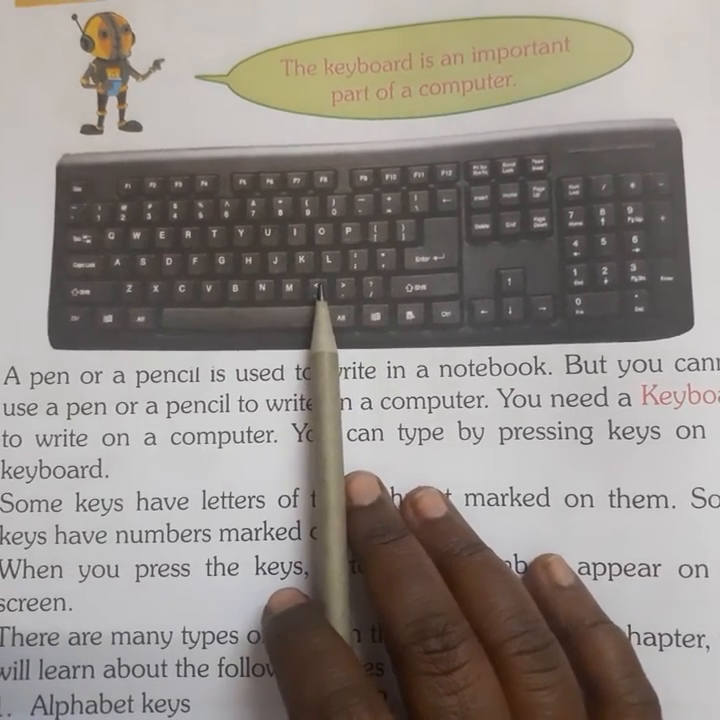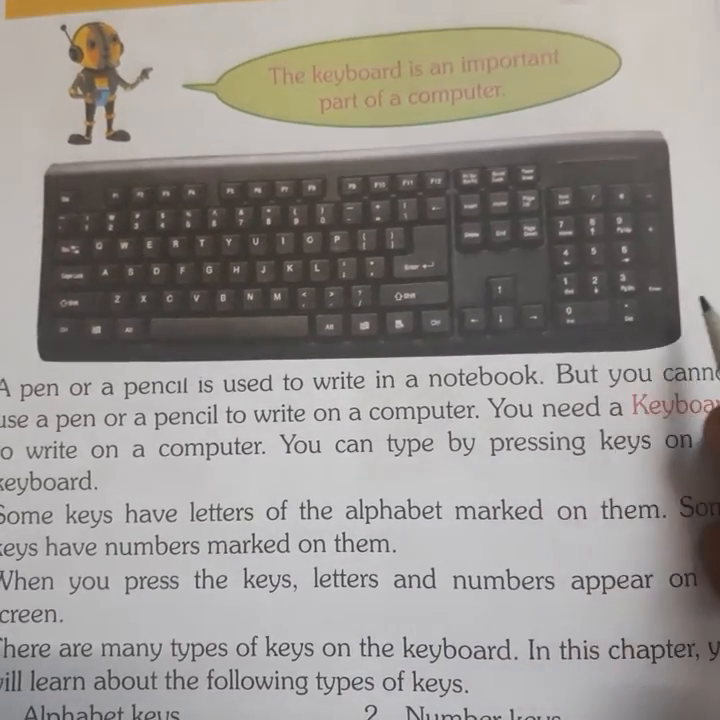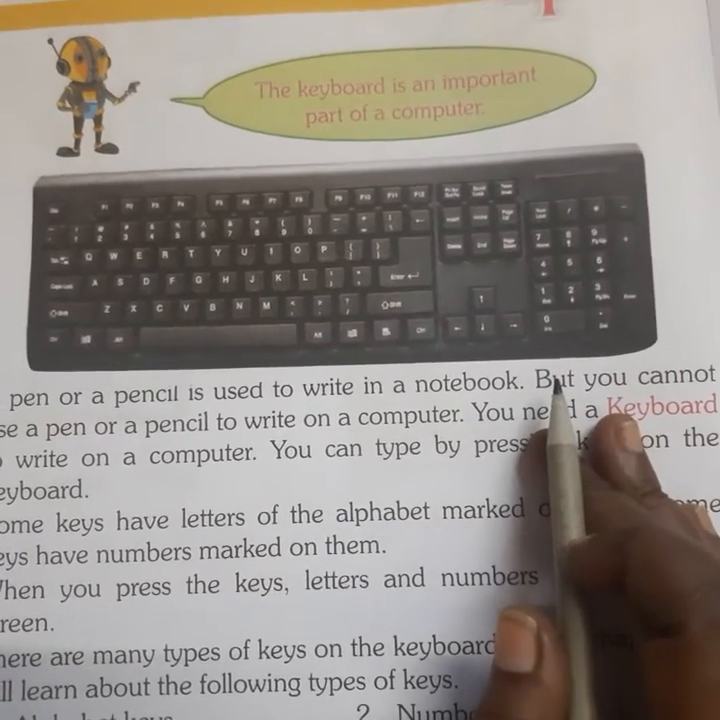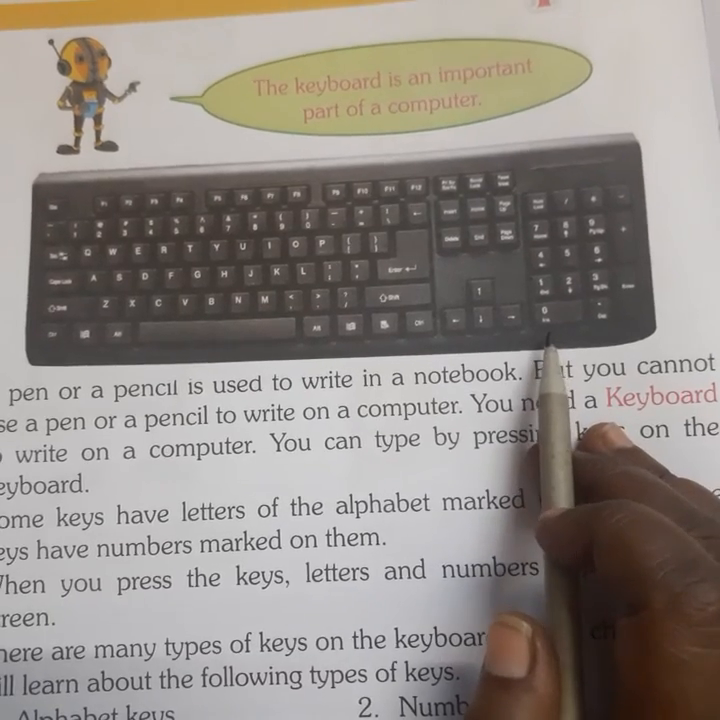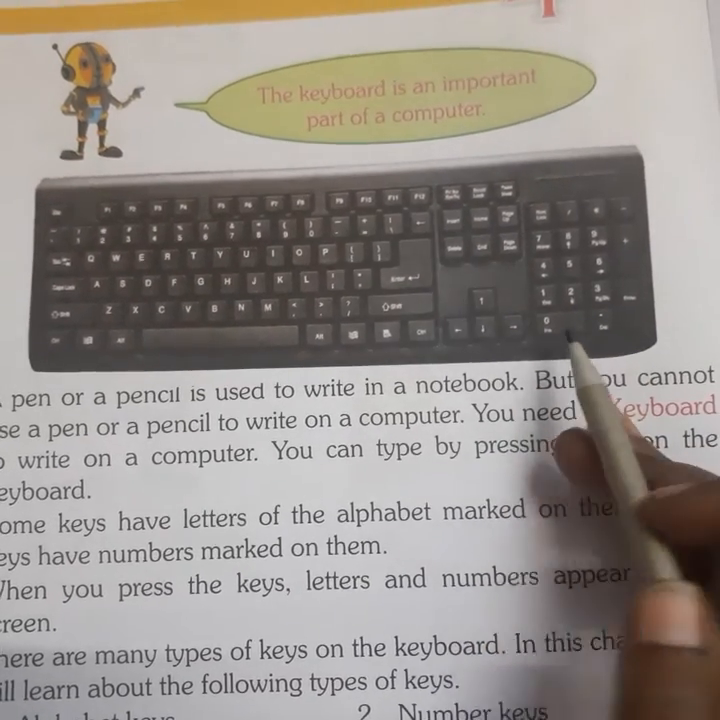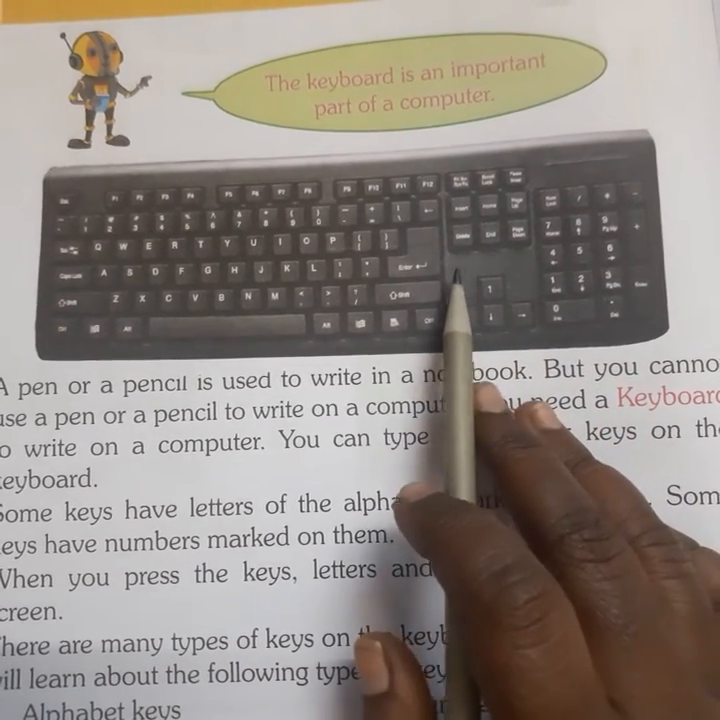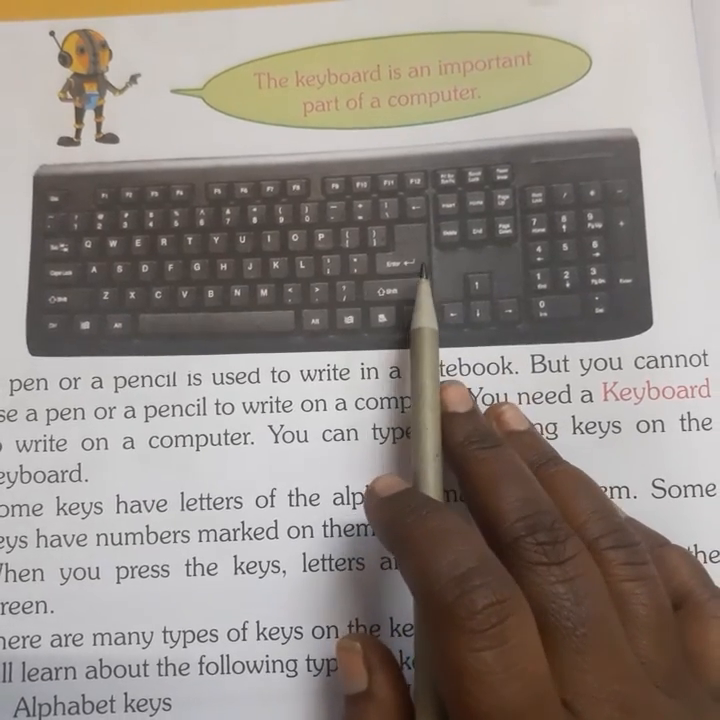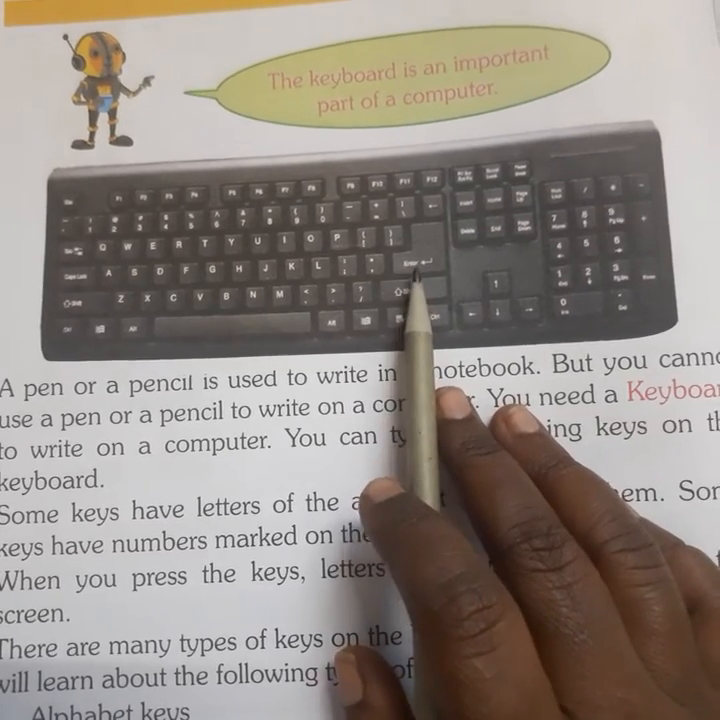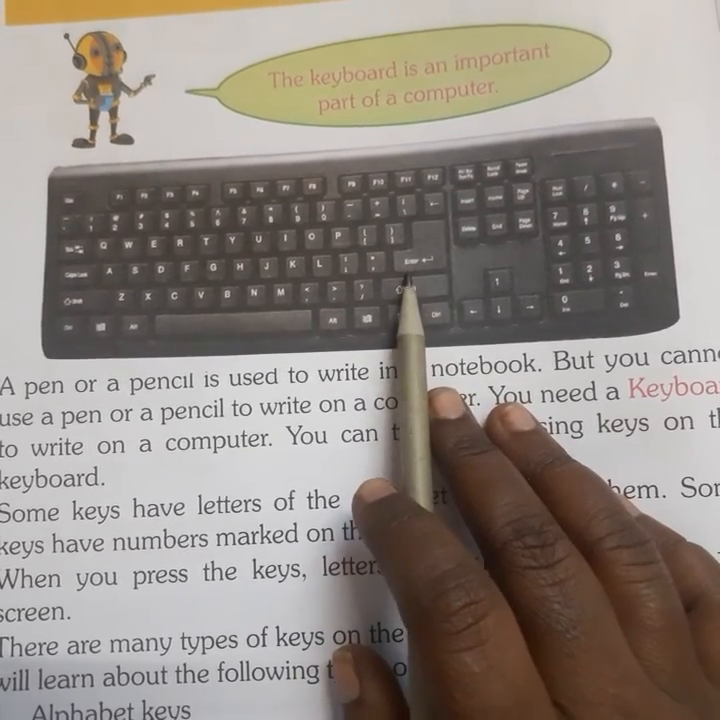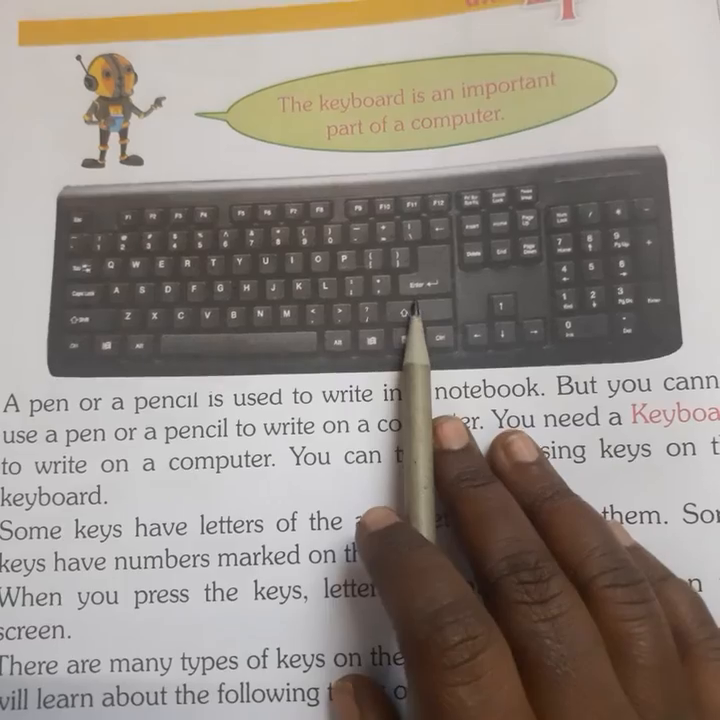For example, if you have to write on a paper, how will you write? You can use a pen or pencil and write on paper. But if you have to write in a computer, how will you write? You should not use a pen or pencil to write on a computer. You should use the keyboard. By using the keyboard, we can write, that means type, sentences, words, and numbers, whatever we want.